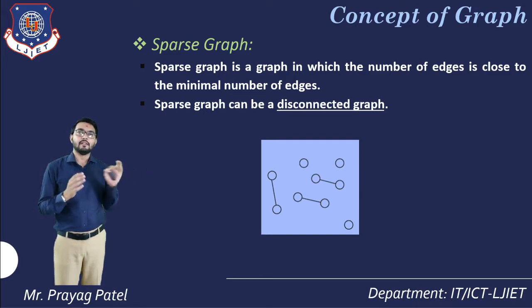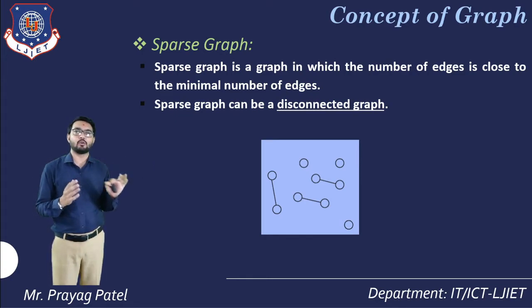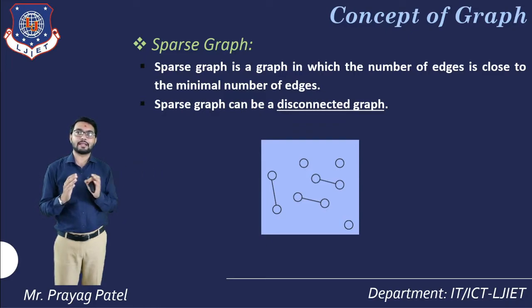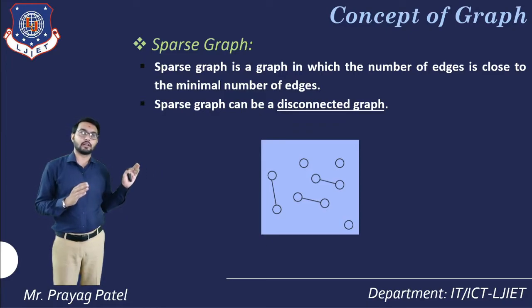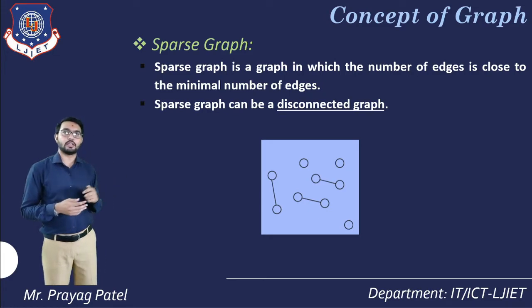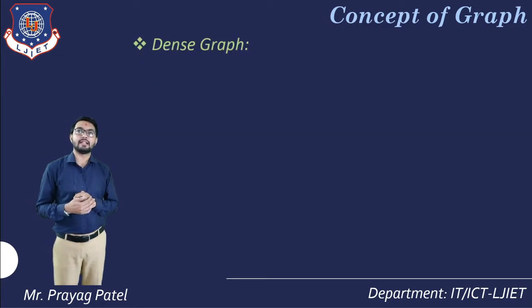So we can say that a sparse graph can be a disconnected graph, because each and every node is not connected with each other. So here consider this graph as a disconnected graph. Compared to the number of nodes, there is a minimum number of edges, so it's called a sparse graph.